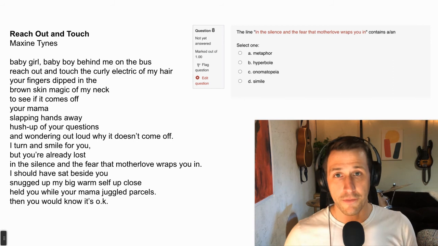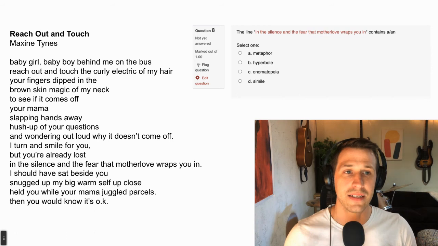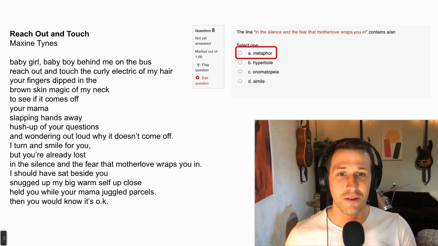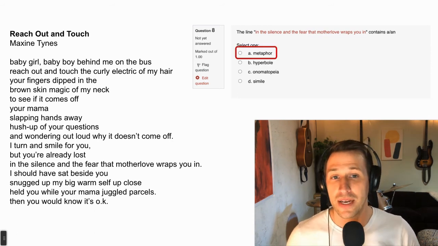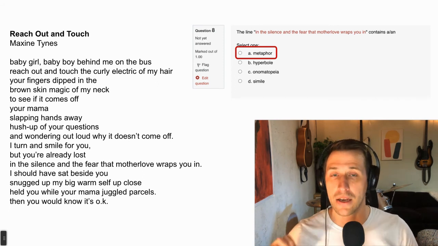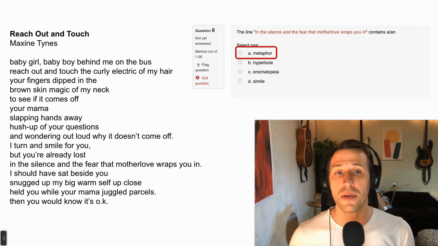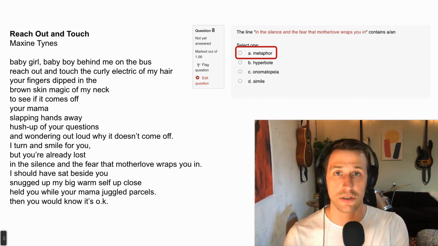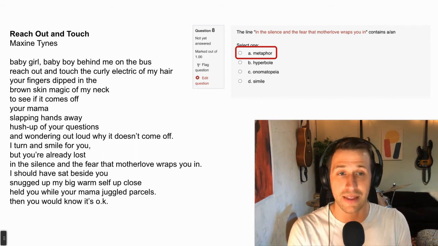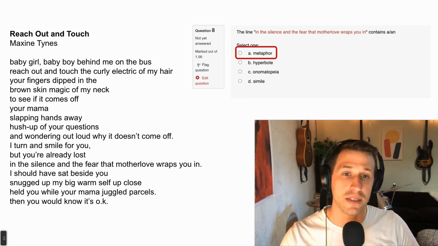And to this metaphor we talked about earlier, in the silence and fear, your mother love wraps you. And to be wrapped in silence, to be wrapped in fear, like we said, that would be a metaphor. It's not onomatopoeia because there's no sound. There's no bang or boom or clap. That's onomatopoeia. It's not a simile because there's no like or as. There's no comparison to say this is like this. The silence is like this or the fear is like this. That would be a simile.